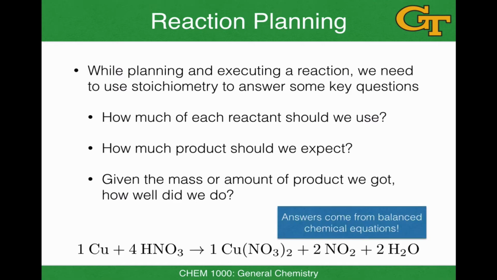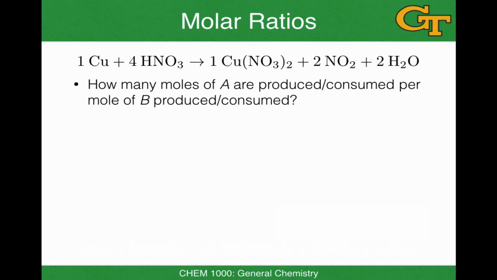Answers to all three of these questions lie partially in the balanced chemical equation for the process. So we'll need some given values of masses or amounts of reactants or products, but using those in combination with the information contained in a balanced chemical equation, we can calculate anything we would ever want to know about the stoichiometry of the reaction. That's the power of the balanced equation. The key pieces of information that really come out of a balanced equation are the molar ratios.